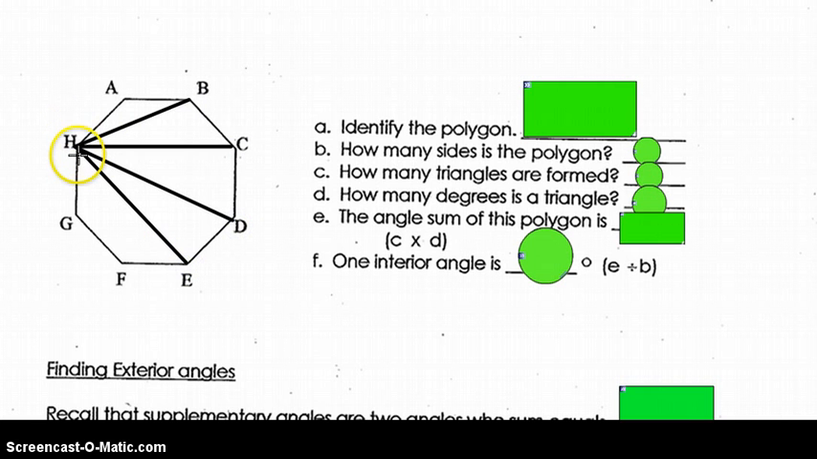Make sure none of our lines cross over each other. We have no overlap. So now we have our triangles. We're going to identify the polygon. This one is an octagon. How many sides does it have? This one has 8 sides.